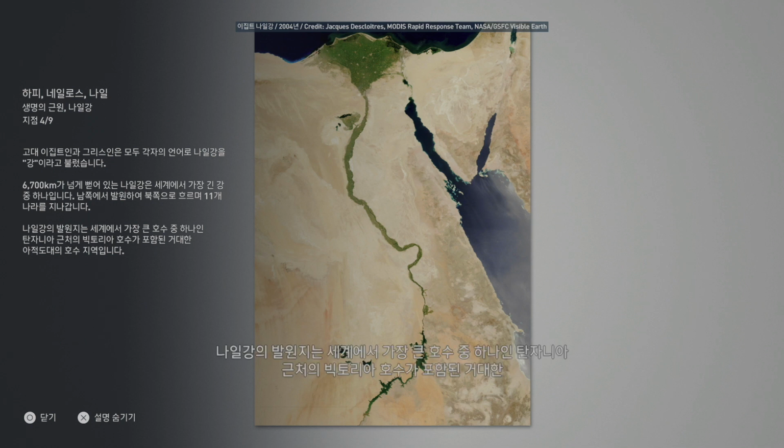The River Nile originates in the region of the Great Subequatorial Lakes, including one of the largest in the world, Lake Victoria near Tanzania.